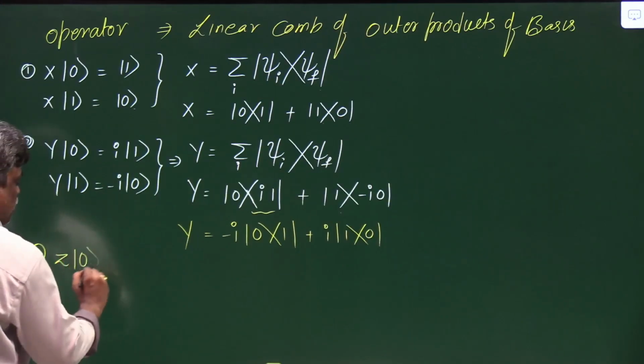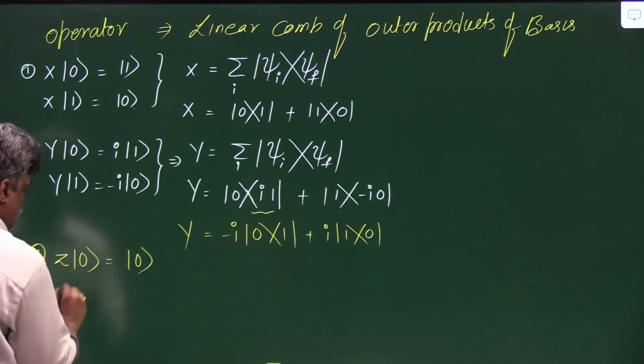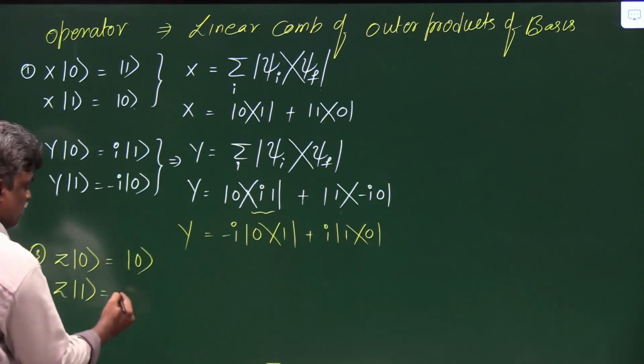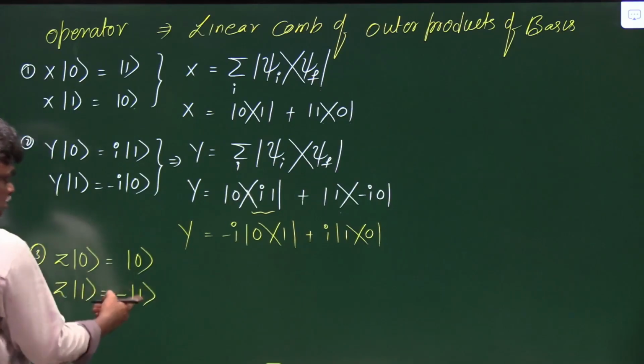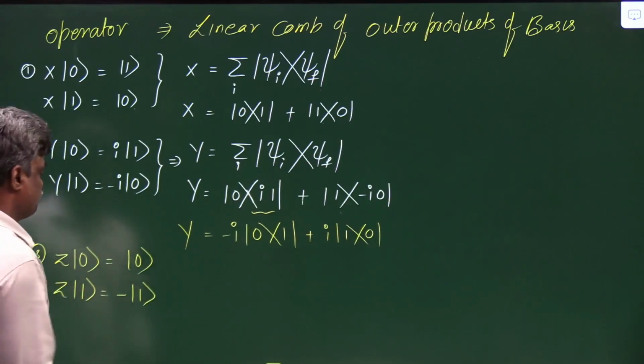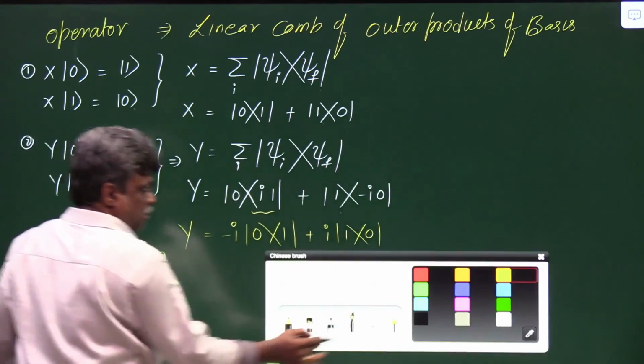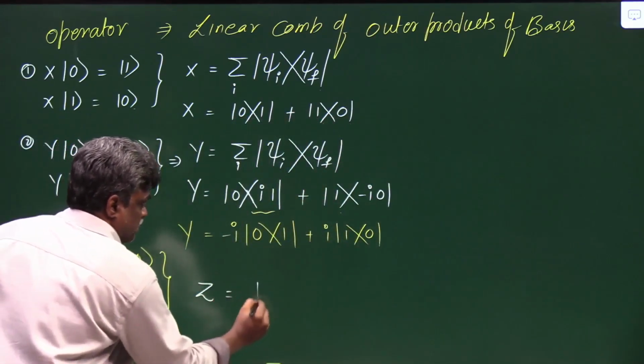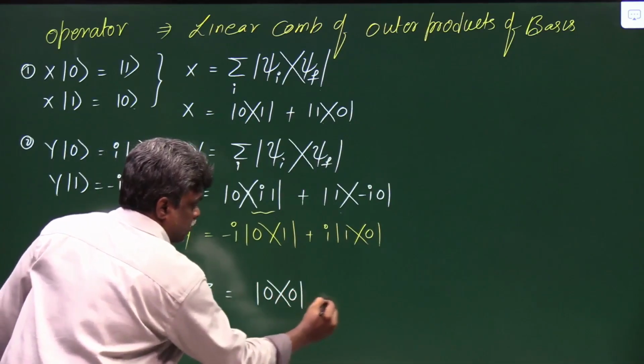Whenever Z operates on 0, this is based on the operations, and Z operates on 1, we'll get just a small phase change, that is a pi phase change, minus 1. So I hope you please try this and you will get this same thing.